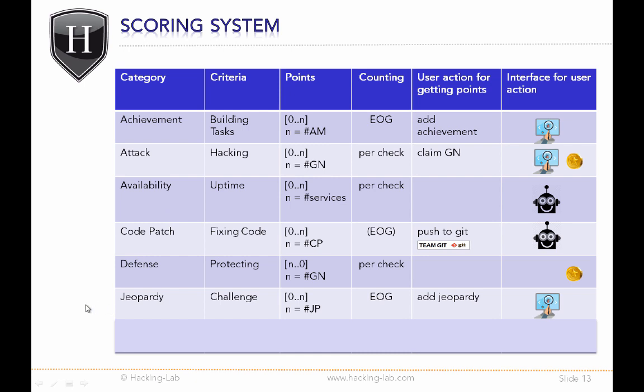The next criteria is the jeopardy. If you successfully solve a challenge, at the beginning you have 0 points, and for as many jeopardy challenges as will be given or introduced, you have N jeopardy challenges. Per challenge you get 1 point until the end of the game.